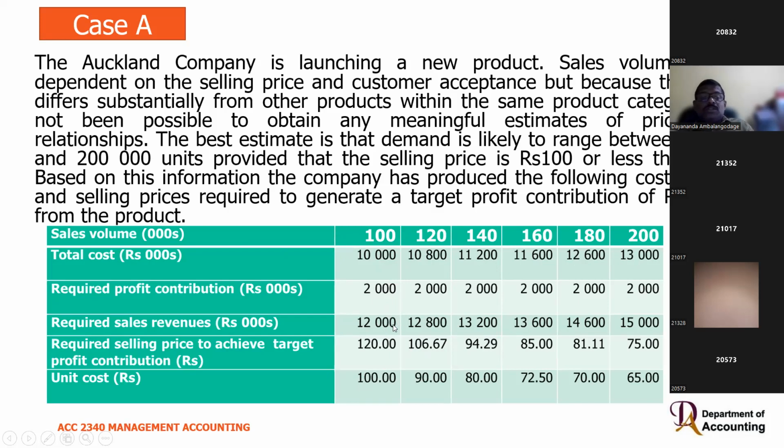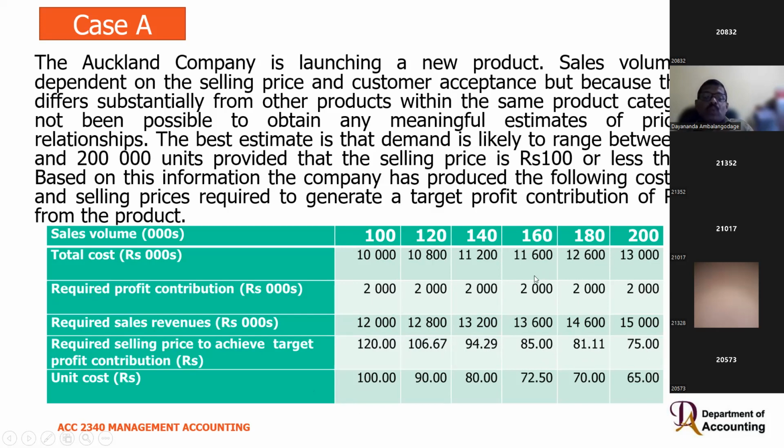Required sales revenue, 12 million, 12.8 million, 13.2 million, 13.6 million, 14.6 million, 15 million. Then what we do is we forecast this particular data based on the 100,000 volume. So we divide this 12 million by 100,000. So thereby 120 is the price. Here the selling price is 12.8, here 13.85, here 14.11, here 15. And the unit cost is so much.